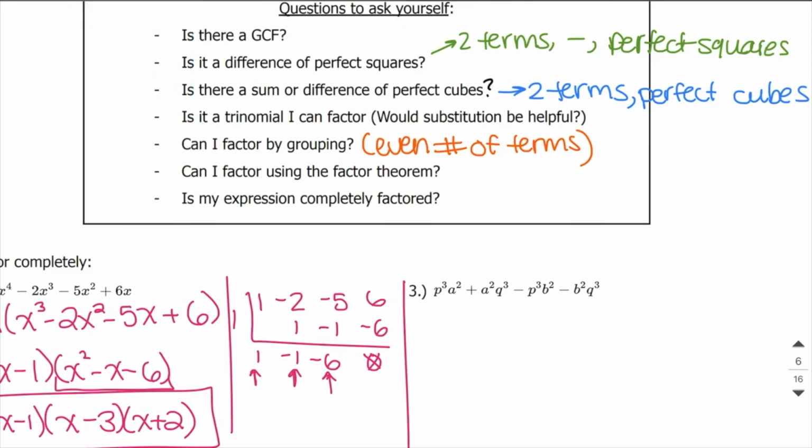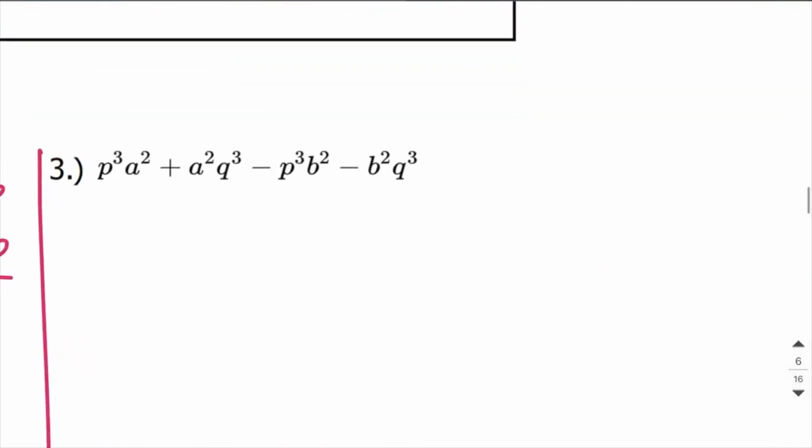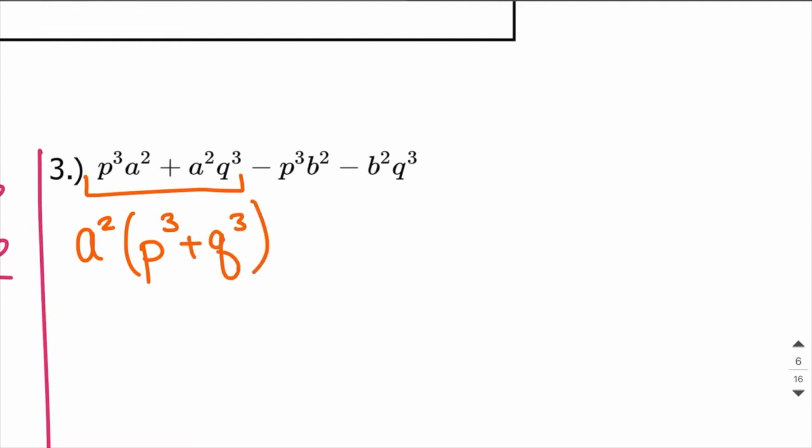Is it a trinomial that I can factor? Not a trinomial. Can I factor by grouping? Well, I do have an even number of terms that are more than 2, that are 4 or more, so I can try to see if I can group this. So I'm going to take these two right here, and I'm going to see that they're both divisible by a squared. So when I do that, I've got p to the power of 3 plus q to the power of 3 left over.